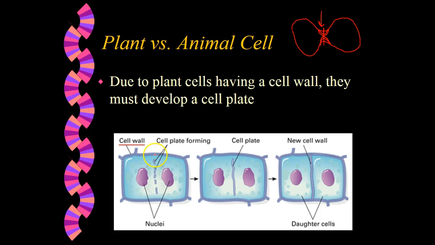But then it has to start forming this cell plate, which means we're going to form a new cell wall between the two new daughter cells. Okay, we can't pinch a plant cell in because of the cell wall. We have to just build a new cell wall between the two new daughter cells. Okay, so that's the difference between animal cells and plant cells.